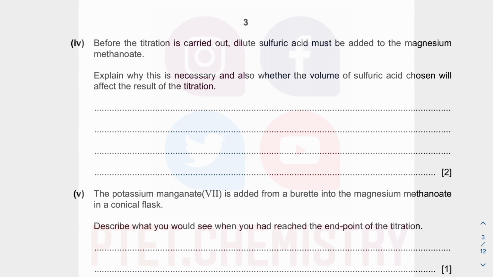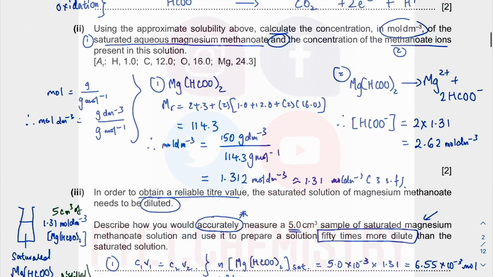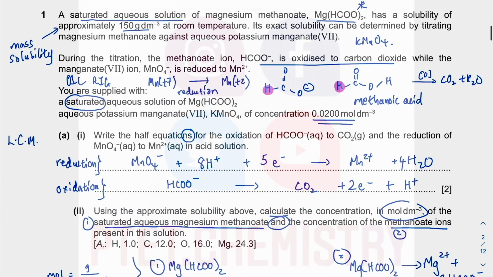So next bit, before you carry out the titration, you must add some dilute sulfuric acid, because as you can imagine, why is this necessary? Your titration involved the MnO4⁻, right? If you think about what are the solutions that you have been provided, you have been provided with aqueous potassium manganate, but this one is not acidified.